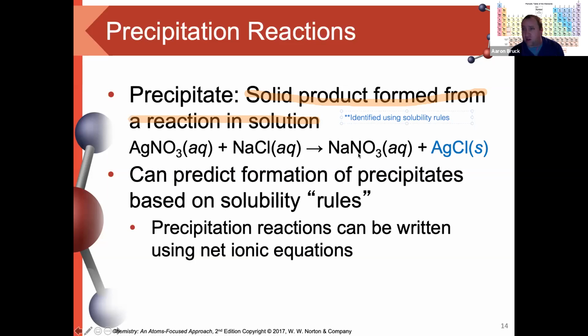Sodium and nitrate are always soluble, so that's a soluble salt. Chlorides are usually soluble, but silver is one of the exceptions. That's how I get this insoluble product. Now, the formation of these precipitates, like I said, the solubility rules will really help us with this.